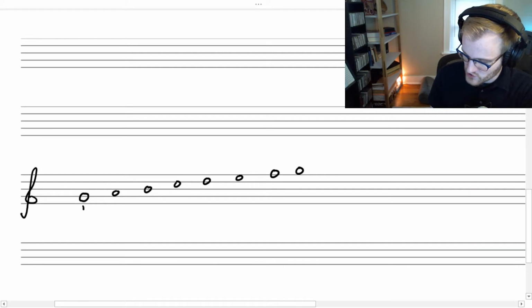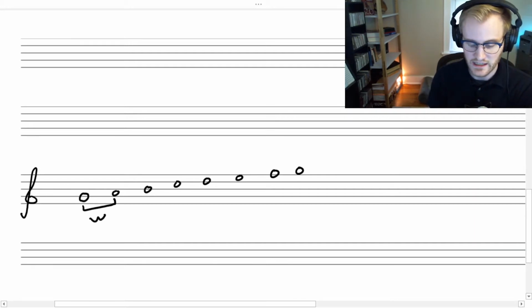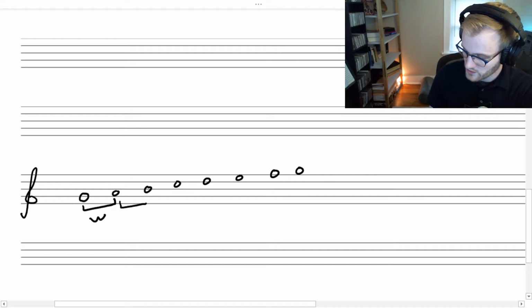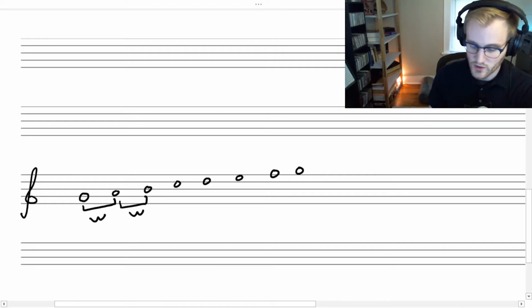So the distance from G to A is a whole step because there is a black key in between them. Here's G, here's A, and in between would be G sharp or A flat. All right, so that's a whole step. We could say that going from A to B is also a whole step. We could say going from B to C is a half step.